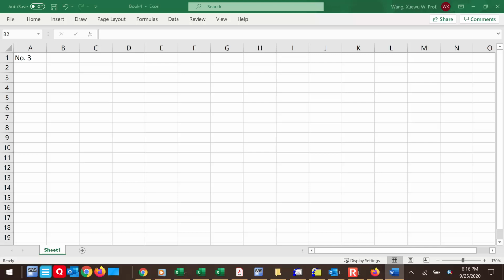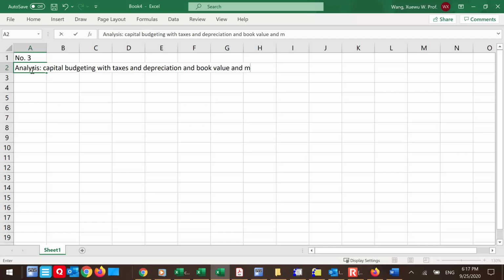So this 10,000 here is the market value because that's what the machine can sell for at the end of 8 years. If the appropriate discount rate is 15% and the corporate tax rate is 40%, what is the NPV and what is the IRR? So the analysis here is this is a capital budgeting, with taxes and depreciation, and book value and the market value and so on and so forth. So we know what we need to do.